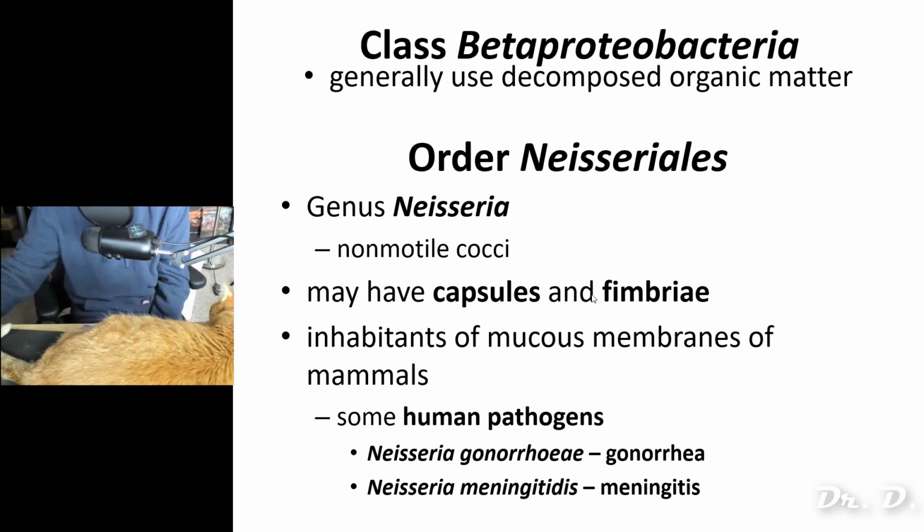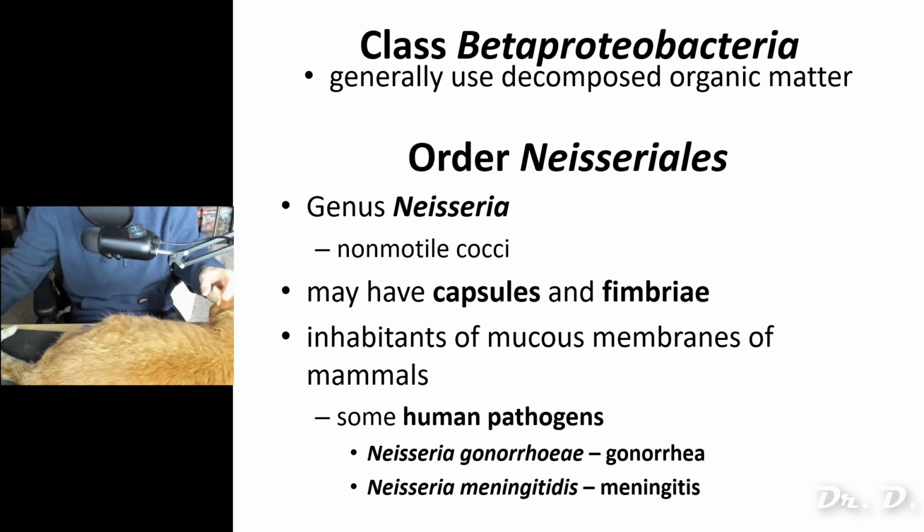So let's move on to the next class. These are called the beta Proteobacteria. These include the order Neisseriales. The genus you might be interested in here is called Neisseria.